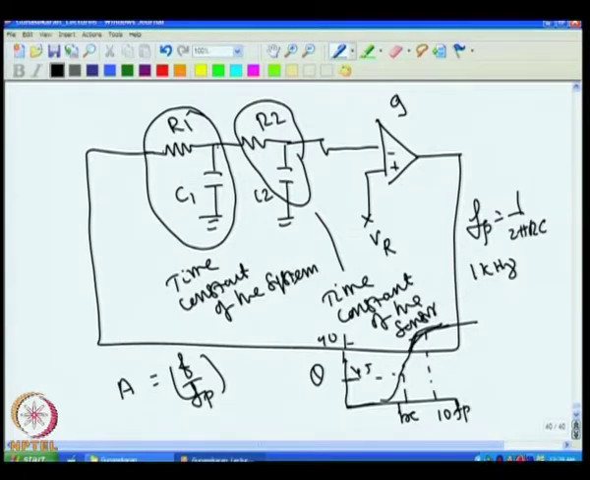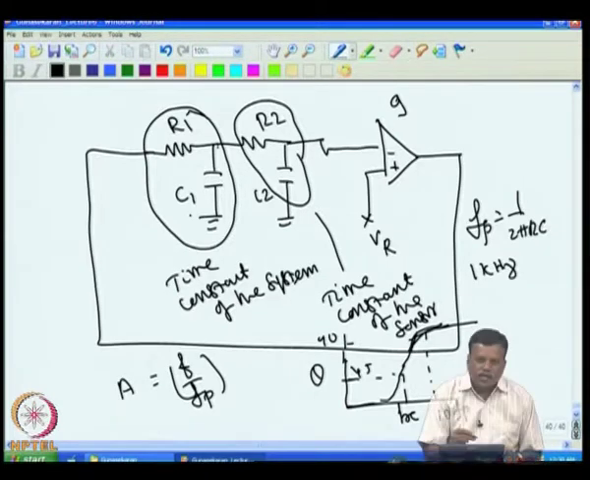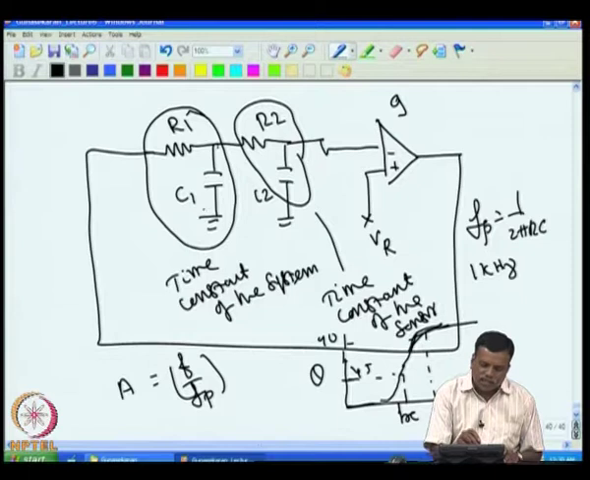this system is having a time constant of about, say in this case, 100. Normally the system time constant is high, and it is a must, because if the system time constant is not high, we will show you that it is very difficult to give higher gain.